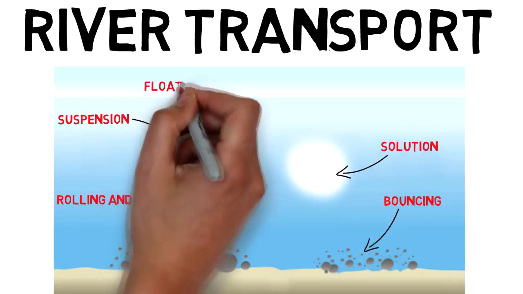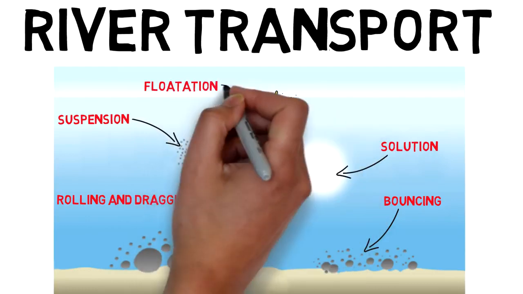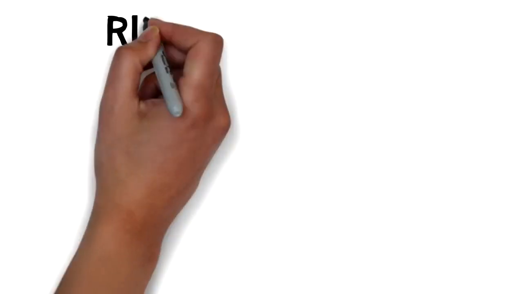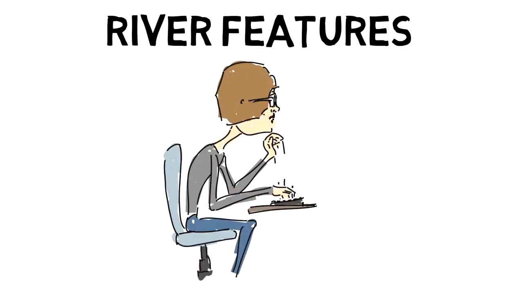And finally we have flotation. This is where leaves and sticks float along the top of the water. So that's all the modes of transport covered. So now we're going to move on to the various features of the river. It's this part that's most likely to come up in the exam, so pay close attention.